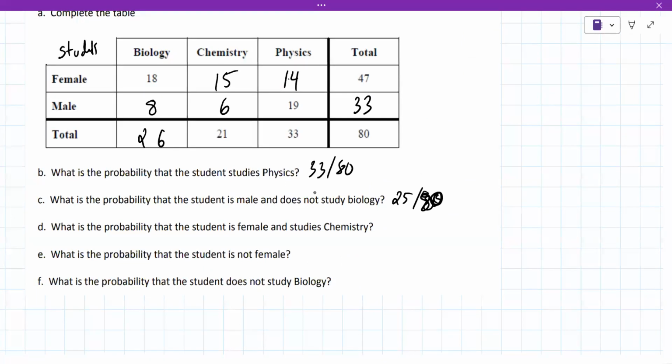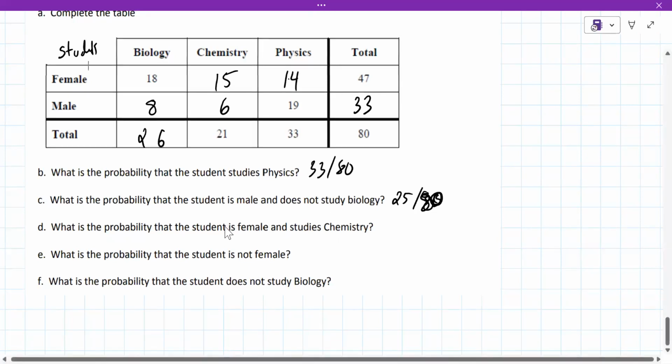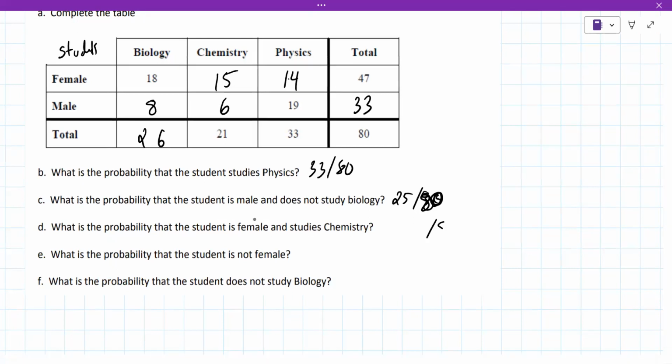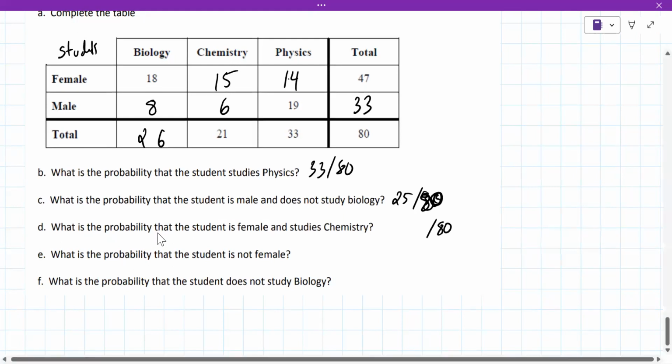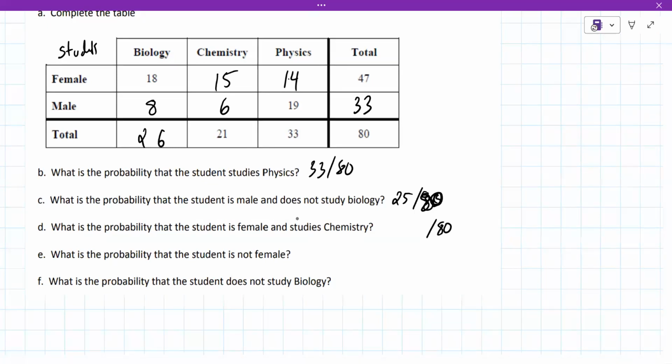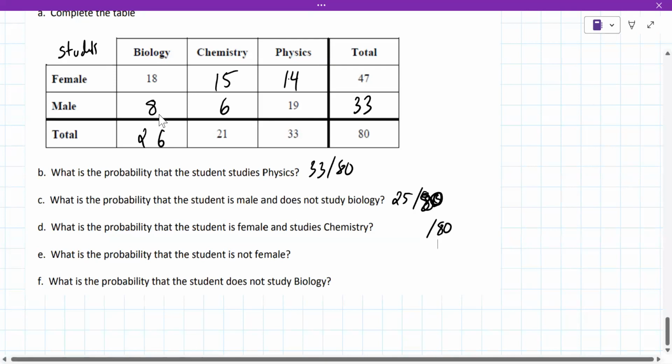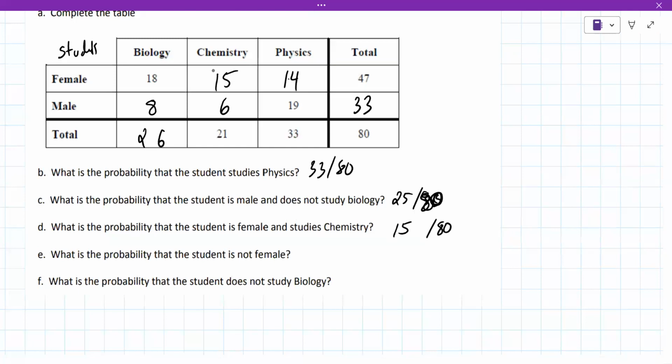Okay. Maybe it's still not clear, but the next one is female and studies chemistry, it's out of the total number of students. But the total number of students is male and female. Right. They're saying out of all the students, the probability that female and studies chemistry. Oh, so it'd be 26 plus 15. So 41 out of 80. Female and studies chemistry is just 15.